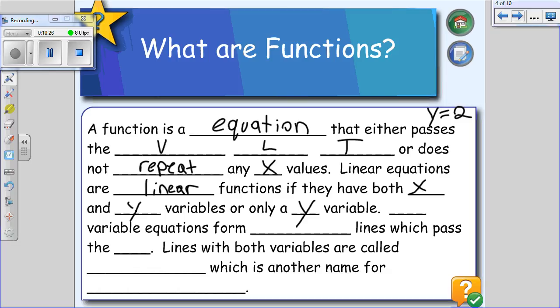Blank variable equations form blank lines, which pass the blank. What would make sense right here? Y variable equations form horizontal lines, which pass the VLT, which is exactly what we just talked about. We're just filling out what we just talked about.